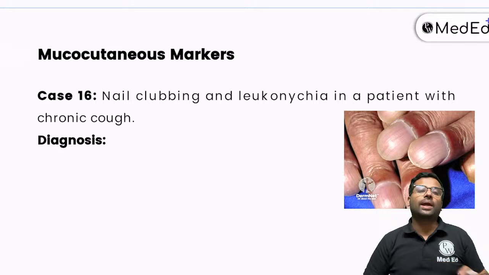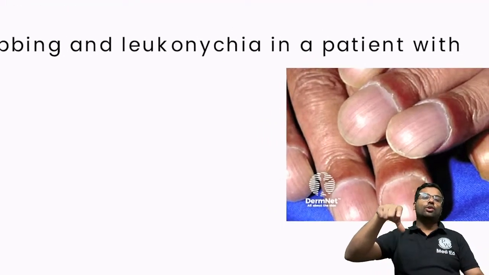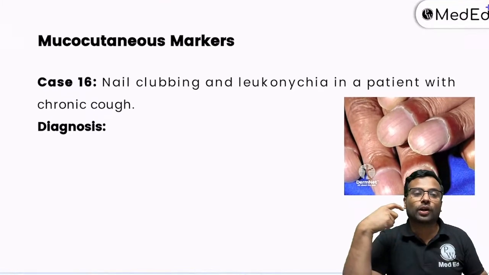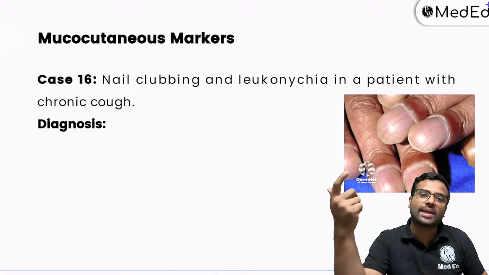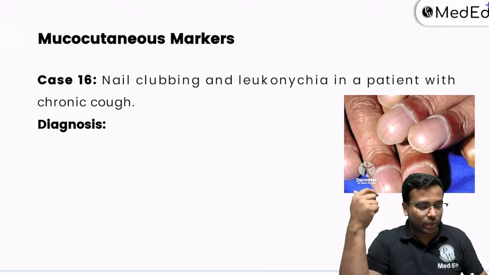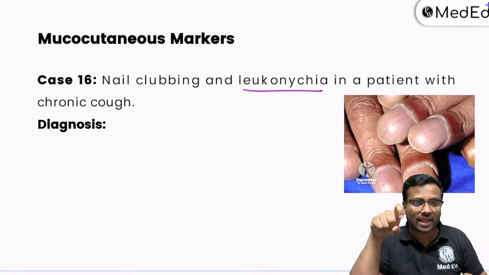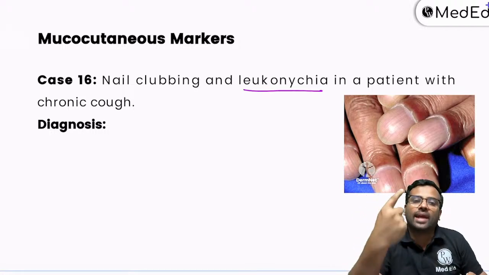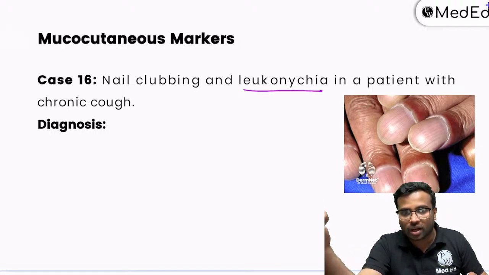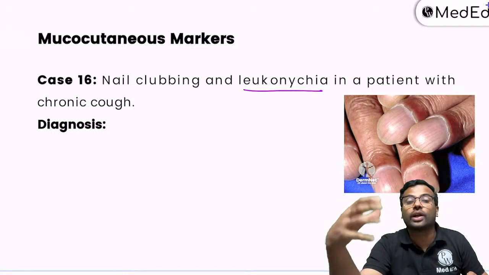A patient is complaining of clubbing of the nails and leukonychia. So till now we were talking about leukoplakia. Leukoplakia means that was the tongue. Now leukonychia means it is the nails. So a patient who is having nail clubbing and leukonychia, which is associated with chronic cough.